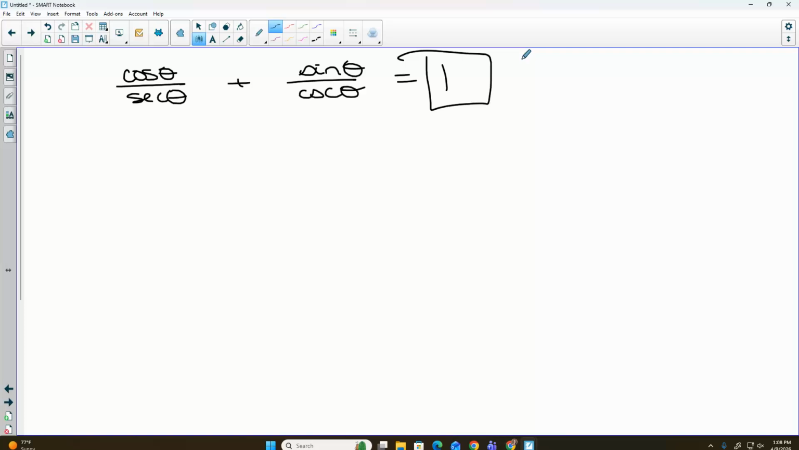Okay. A lot of you try to get a common denominator here, which is usually a solid option, but it kind of made this problem significantly harder when we tried it. So what else could we do? Sines and cosines. Secant is 1 over cosine. Cosecant is 1 over sine. How do we divide fractions?